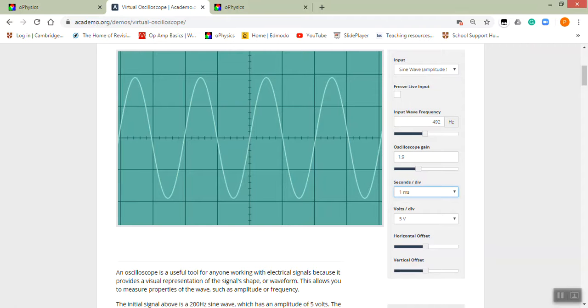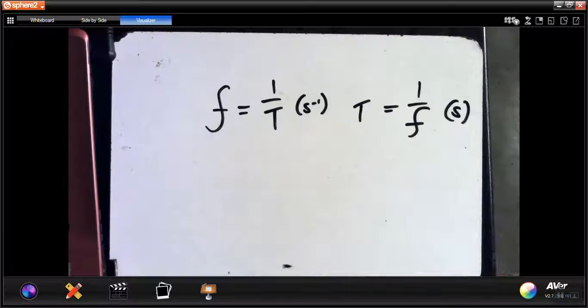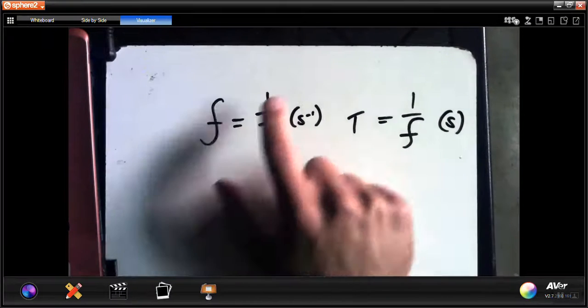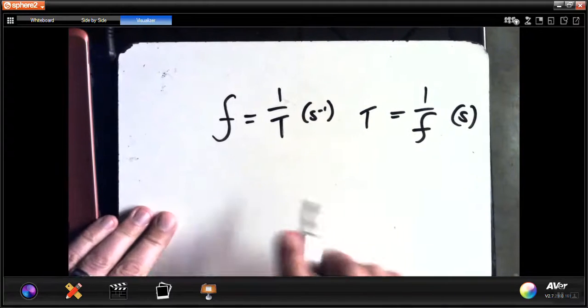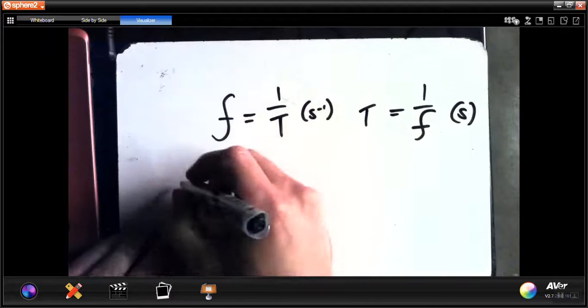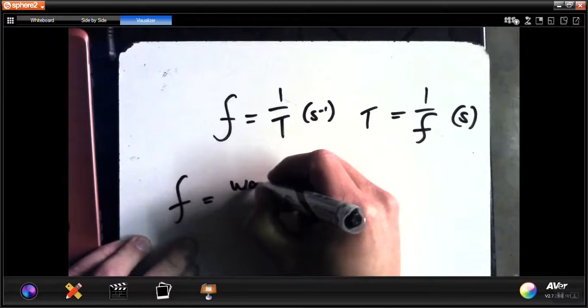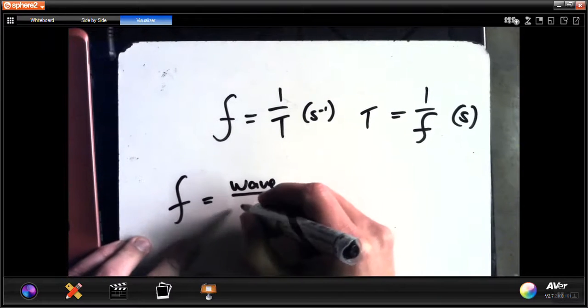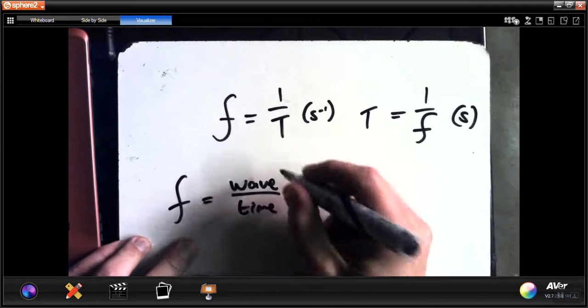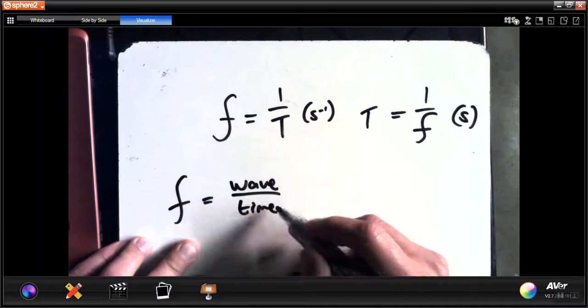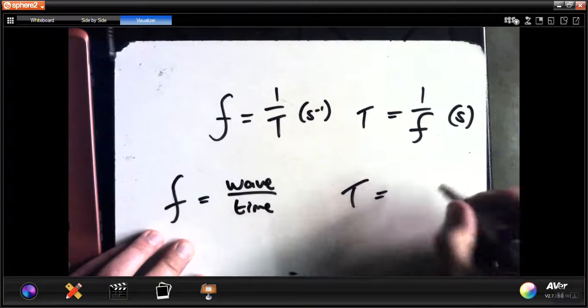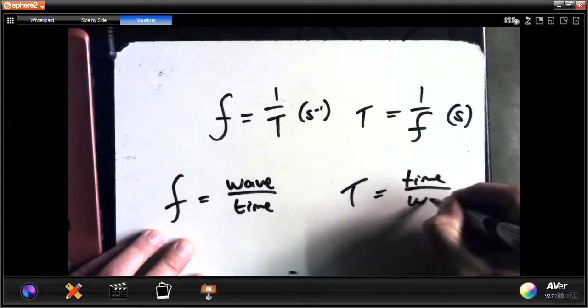Now if we get back to our formula or definition for frequency, we will see the following. The definition of frequency says 1 over the period, or the time taken per wave. So a quick way to remember frequency is the amount of waves per second. If I have 3 waves in 1 second, that's 3 hertz, 3 waves per second. The period is the inverse, it's the time per wave.